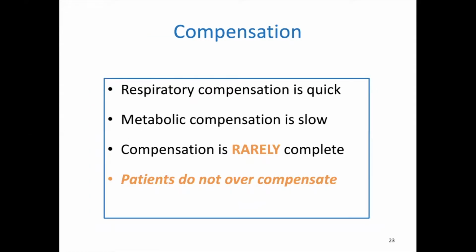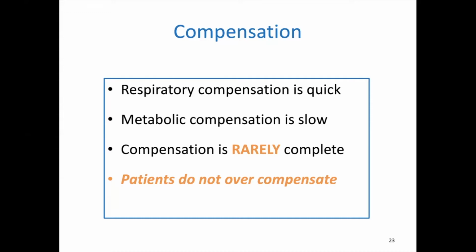So, a note about compensation: the respiratory compensation is really quick. That is our fastest way to be able to respond, besides just the chemical buffering, right? The kidney takes a lot longer to be able to do. So any metabolic compensation is a lot slower. And when it comes down to it, compensation is rarely complete. It is often only a partial compensation.